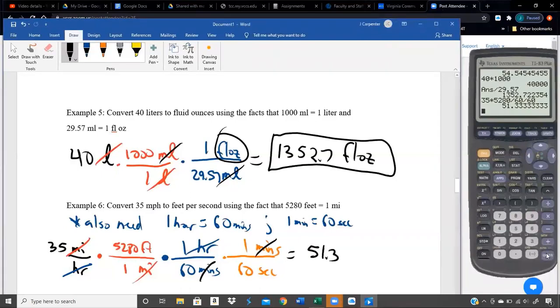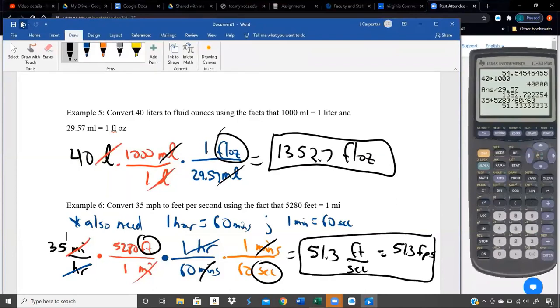So 51.3, and if you box this up, you know it's wrong. Why is it wrong? Because you didn't write your units. What are the units we're left with? The hours are gone, the miles are gone, the minutes are gone. We're left with feet in the top and seconds in the bottom. So this would be feet over second, also known as 51.3 FPS, not frames per second, feet per second. Some people might even write ft per second. But both of those are accurate answers.